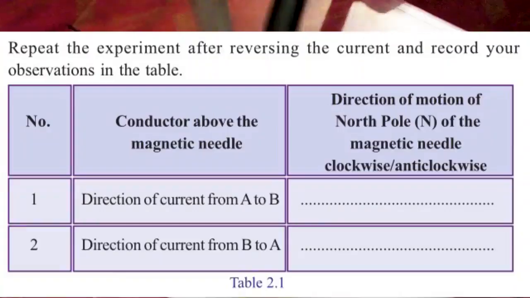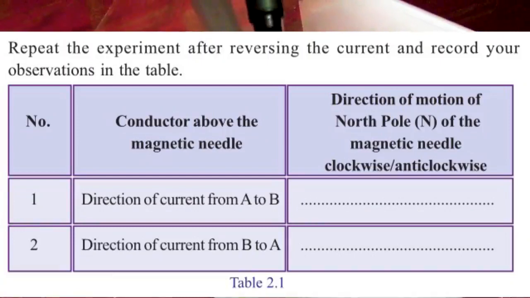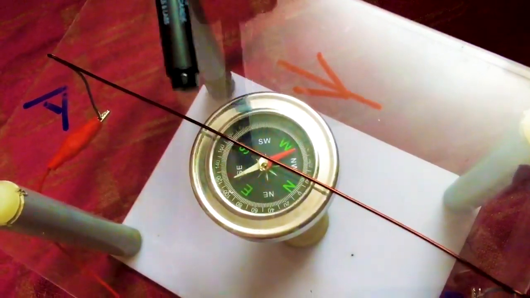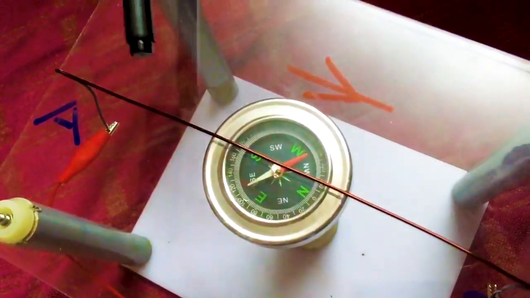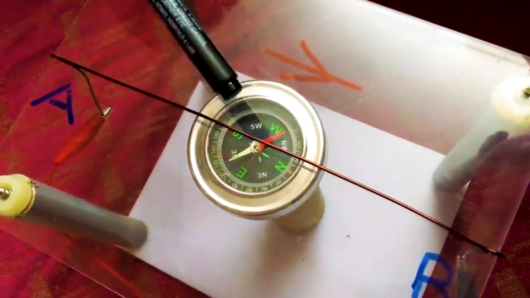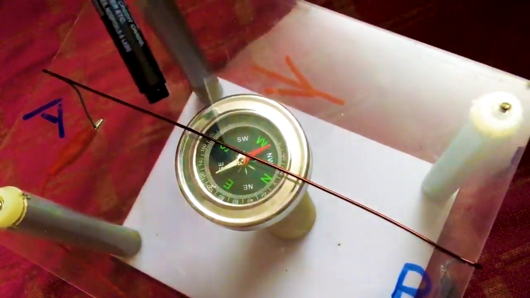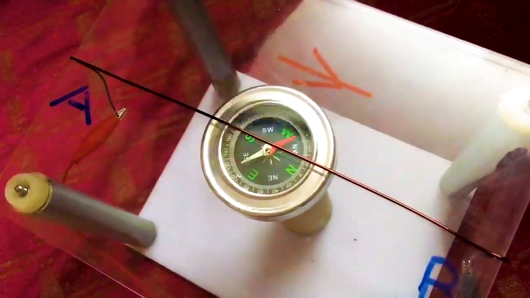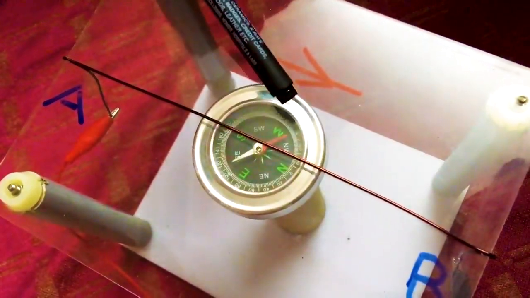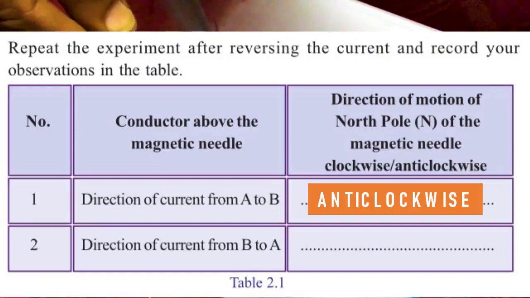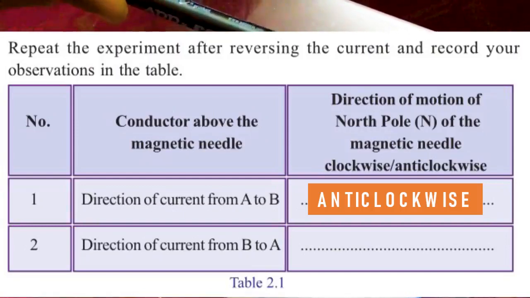This observation we have to answer in table 2.1, that is, when the conductor is above the magnetic needle and current is passing from A to B, in which direction the north pole of the magnetic needle will deflect. There is a question there in the table. In the table they have given two directions, clockwise and anti-clockwise. Our answer is it is in the anti-clockwise direction, that is towards west. And in your mind you can just remember that it moved towards the left of the direction of electric current. So the answer for the table is anti-clockwise direction.